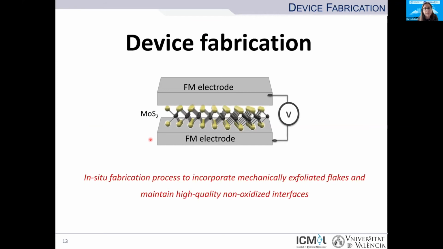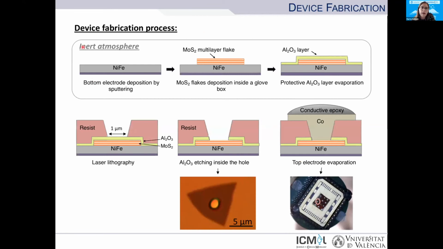So to do that, we need to work in an inert atmosphere in order to avoid the oxidation of the electrodes. So first of all, we deposit the bottom electrode by sputtering, and here it is permalloy. And the key point is that, using a special transfer chamber, we directly transfer the sample from the sputtering chamber to a glove box. So we avoid the exposure to air and the surface oxidation. So once we are in the glove box, we mechanically exfoliate molybdenum sulfide flakes over the substrate, and then again, using the transfer chamber, we directly transfer the sample in inert atmosphere from the glove box to an ultra-high vacuum evaporator. So again, we avoid the oxidation of the ferromagnetic electrode.